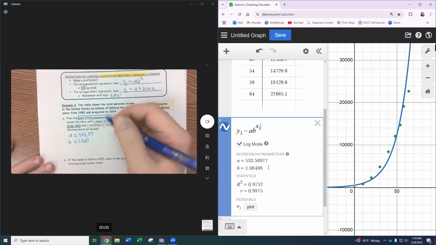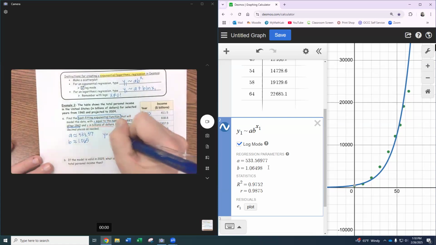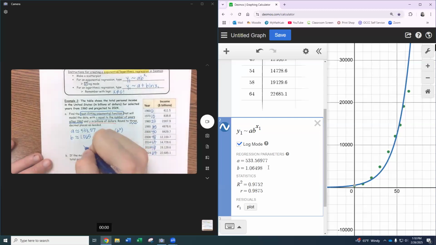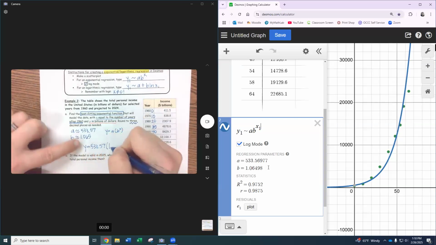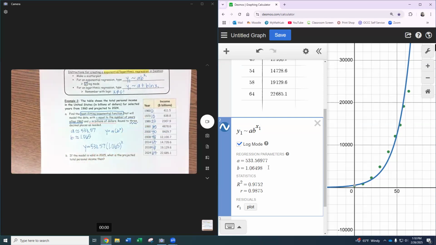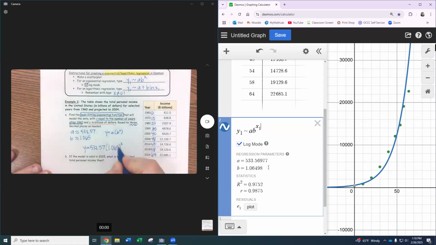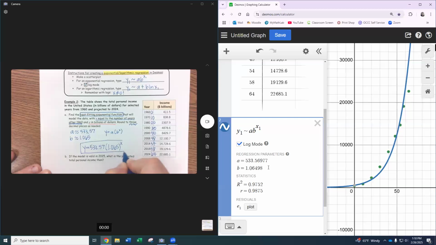Okay, if my regression or my exponential is A times B to the X, then this means my regression is 533.75 times 1.065 to the X power. It does not matter where that X goes. So you can see here I wrote it inside the parentheses. Here I wrote it outside the parentheses. I didn't really mean to do that, but it does not matter where that X goes. You do need to make sure you have parentheses separating your A and your B though.